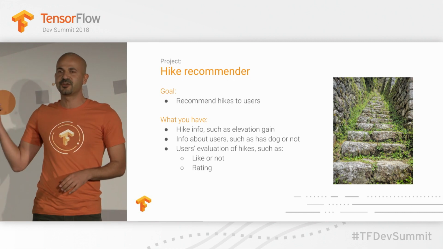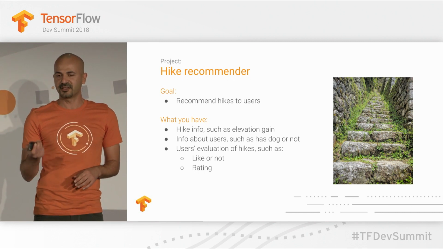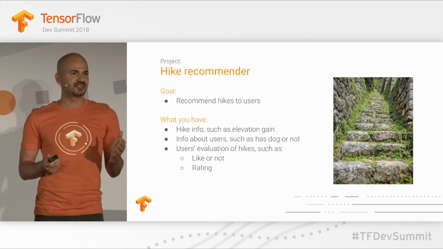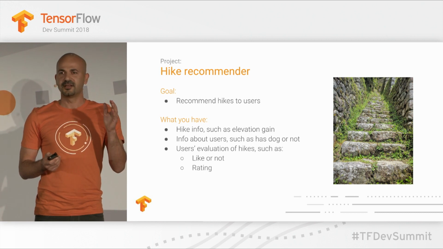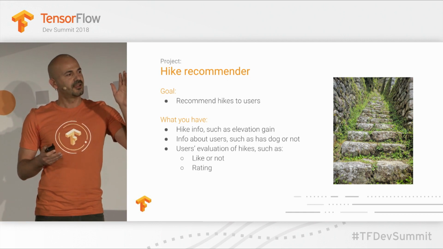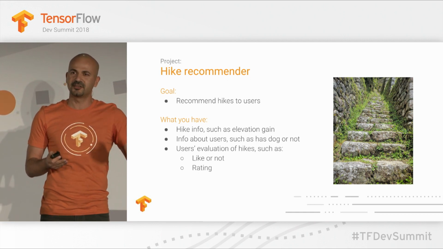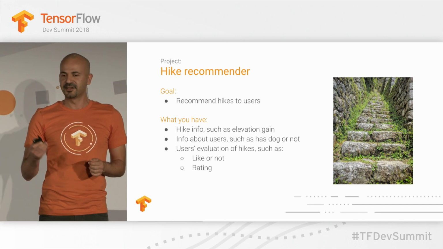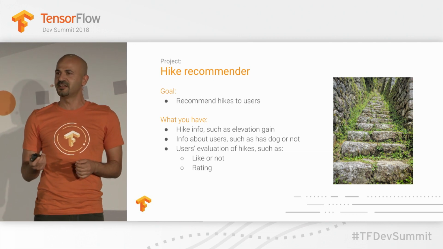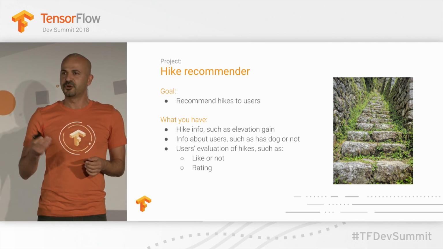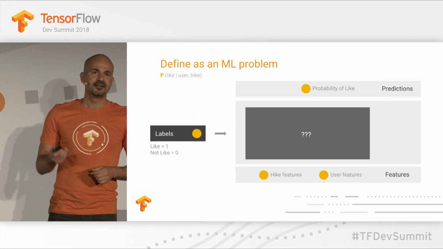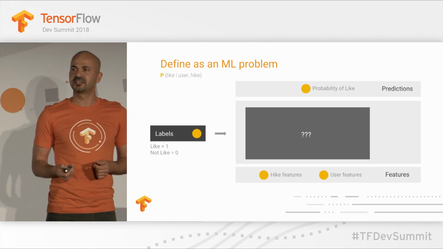So let's define our project and start with our experiment. I love hiking. This is one of the pictures I took in one of my hikes. And let's imagine there is a hiking website, similar to IMDb, but it's for hiking. That website has information for each hike, and users are labeling those hikes by saying, I like this hike, I don't like this hike, this is my rating, and other stuff. And we want to use this data. Let's imagine you have this data from that website to recommend hikes for users. How can we do that? There are many ways of doing it. Let's define one way where machine learning can help us.